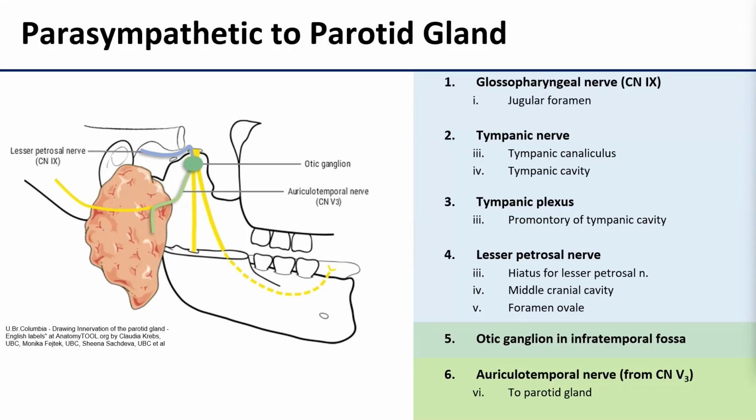This travels through the tympanic canaliculus, a little bony pathway, into the tympanic cavity. It participates in the tympanic plexus of nerves that sits over the promontory in the tympanic cavity, and then kind of reforms into the lesser petrosal nerve. This is going to head into the hiatus for the lesser petrosal nerve, back into the middle cranial cavity, and then out again through foramen ovale along with V3. The preganglionic fibers then will synapse in the otic ganglion, and then their postganglionic buddies are going to jump off on the auriculotemporal nerve and travel up to the parotid gland.